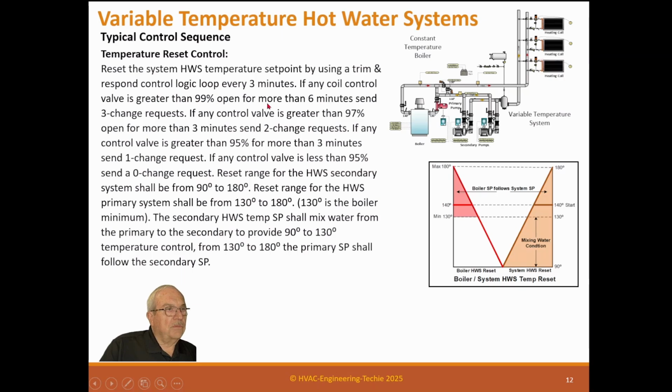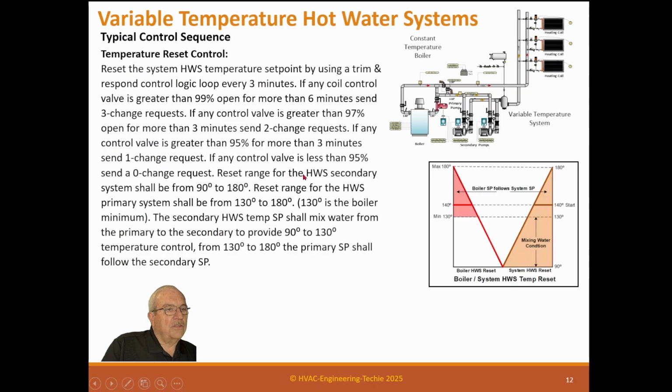So here's the sequence. Reset the system hot water supply temperature set point by using a trim and respond control logic loop every 3 minutes. If any coil control valve is greater than 99% open for more than 6 minutes, send 3 change requests. If any control valve is greater than 97% for more than 3 minutes, send 2 change requests. If any control valve is greater than 95% for more than 3 minutes, send 1 change request. If any control valve is less than 95%, send 0 change request.